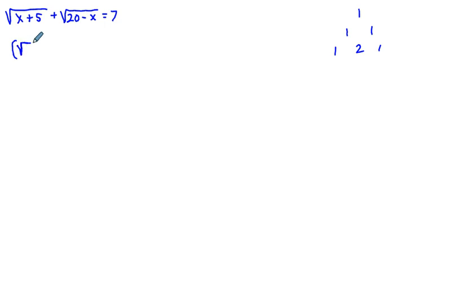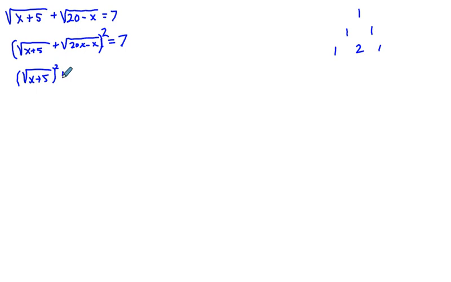Square root of x plus 5 plus square root of 20 minus x, and we're going to square this whole left side. Now, one thing you have to be careful about is you can't just square both of these elements separately. You have to square the whole expression. And so what we have is this first term here, the square root of quantity x plus 5, squared.